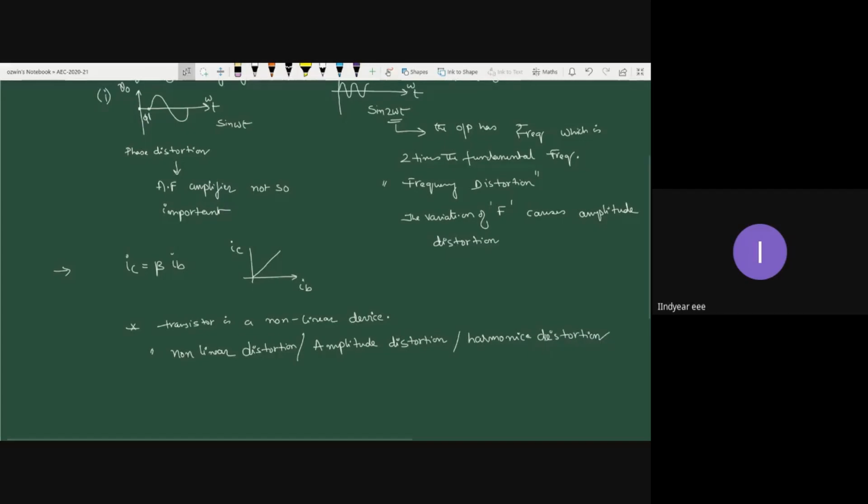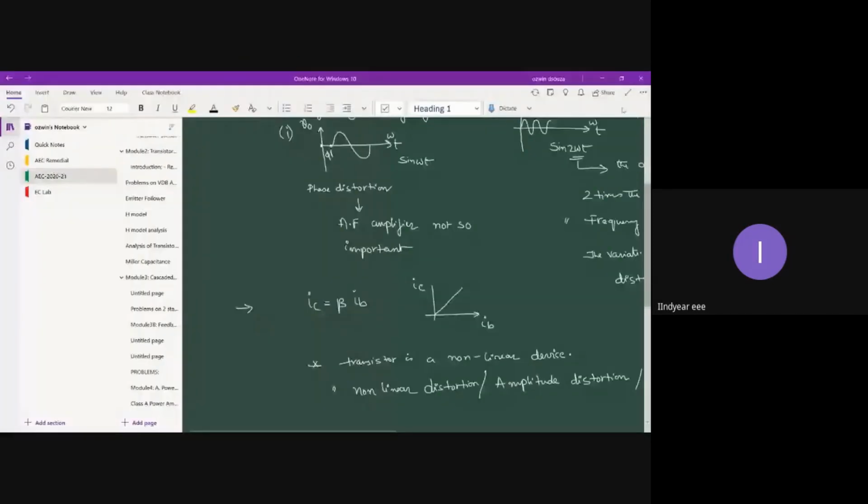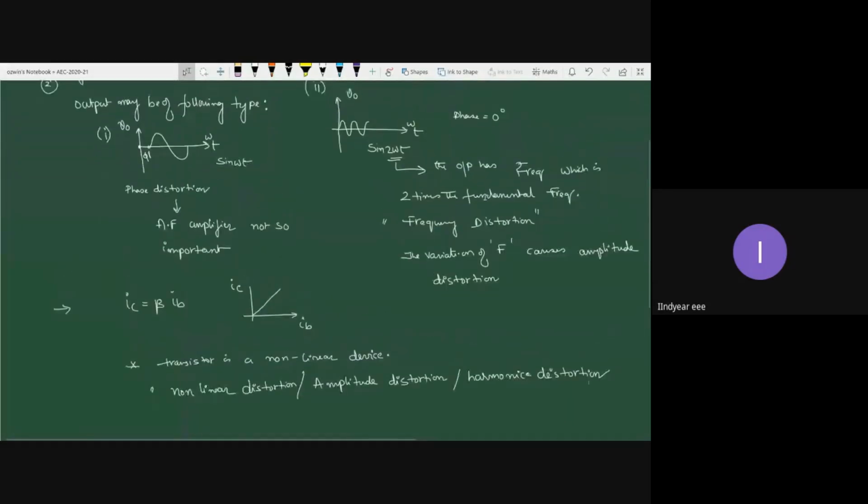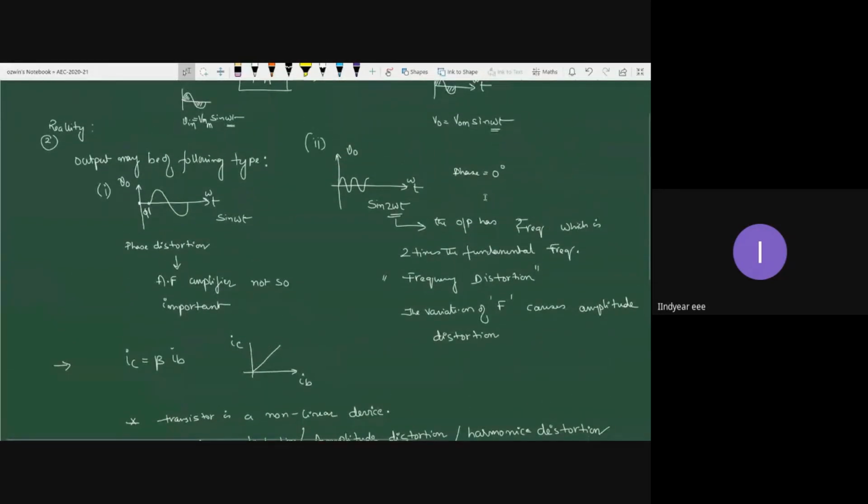Okay, so that's the effect. Let me quickly recap. If the amplifier output follows the input, then it is called faithful amplification. If the amplifier output doesn't follow the input, then it is called non-faithful amplification.